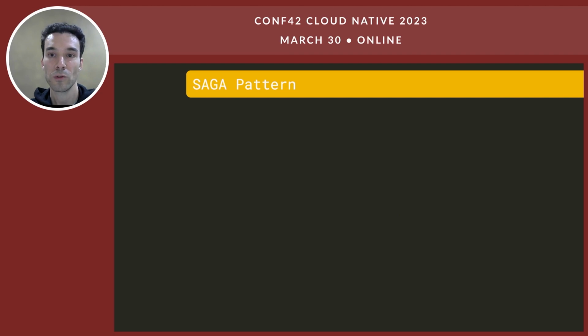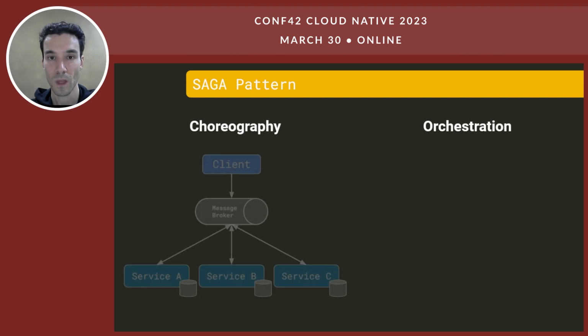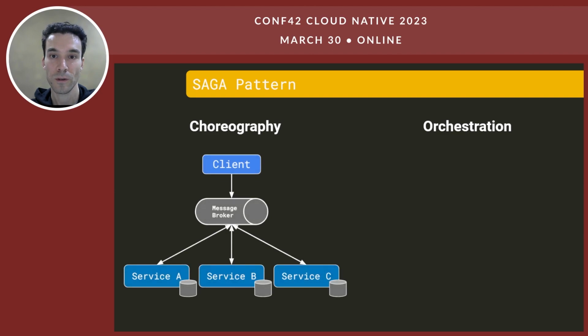And there are two approaches to designing Saga transactions. One is choreography and the second is orchestration. So choreography here on the left is a way to coordinate sagas where participants exchange events without a centralized point of control. So with choreography, each local transaction publishes events that trigger local transactions in other services.